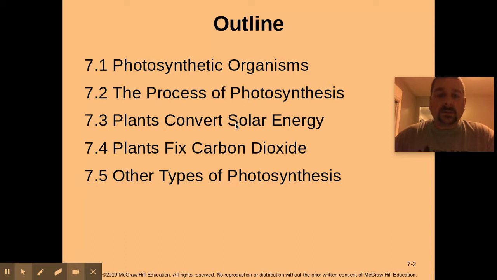And then 7.3 will be the main, over the first step of photosynthesis. 7.4 will be over the second step of photosynthesis. And then the last section are some variations of photosynthesis that we find out there in the plant world.